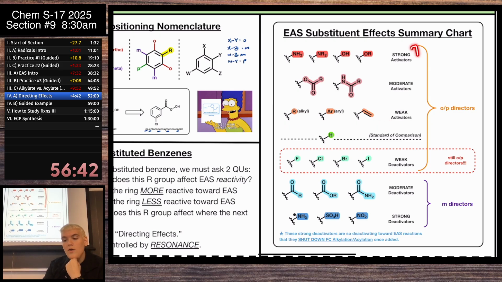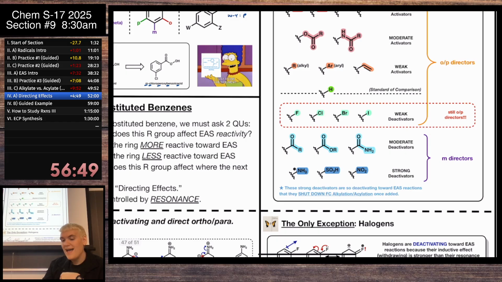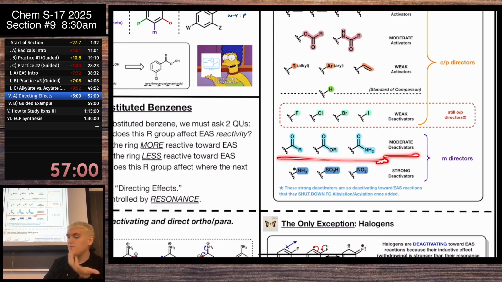And we see all of our activators are going to be ortho-para directors. In our deactivators, we have the halogens. The halogens are deactivating via induction. Then we have carbonyl compounds with their carbonyls right next to the ring. These are moderate deactivators. We saw the resonance.